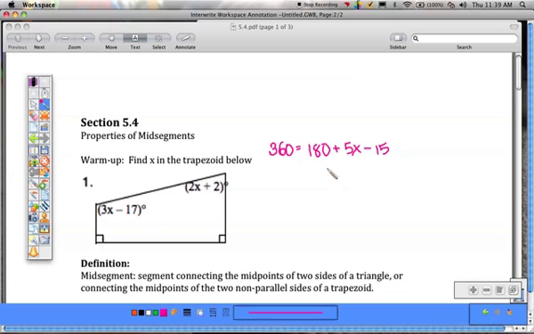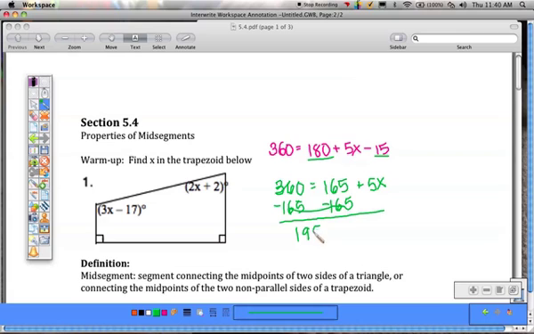All right, so here's one way we can set up this equation and solve for x. We could start by combining like terms, the 180 and the negative 15. So we get 360 equals 165 plus 5x. Subtract 165 from each side. We'll get 195 equals 5x. And the last step will be to divide each side by 5. So x is 39.